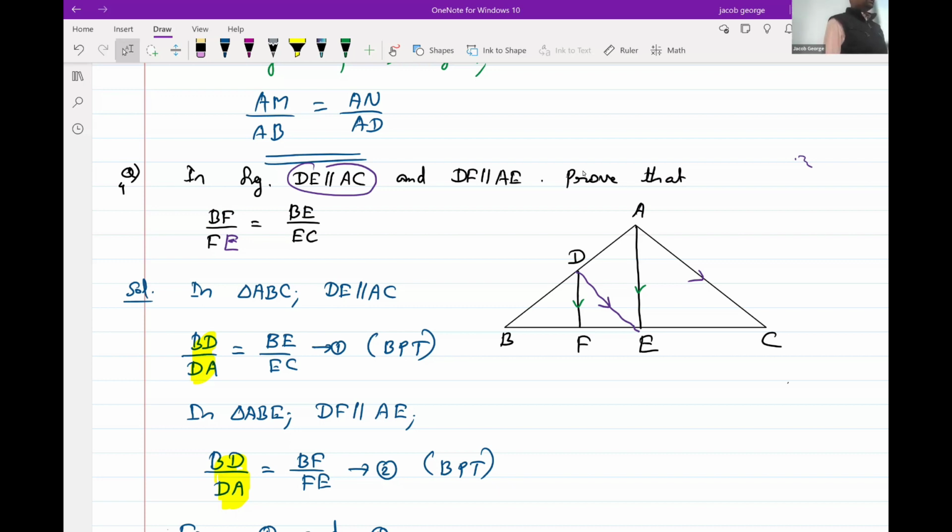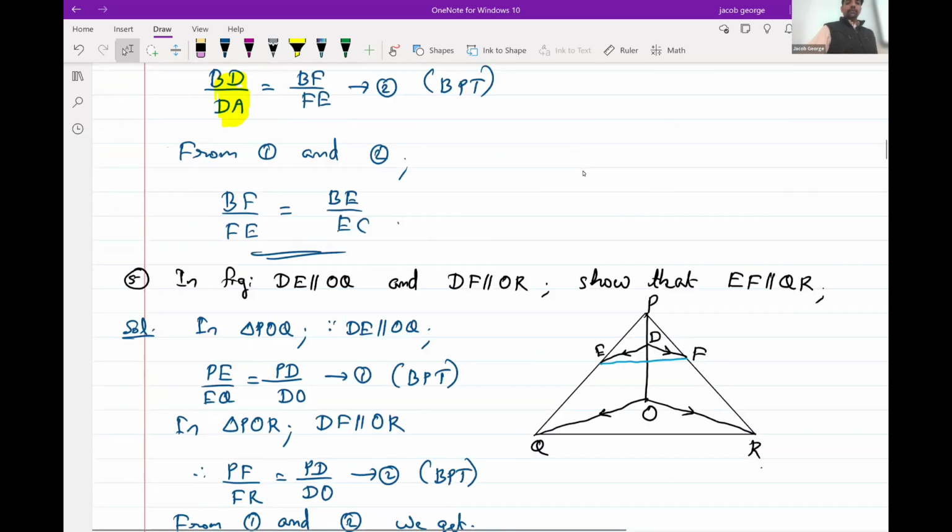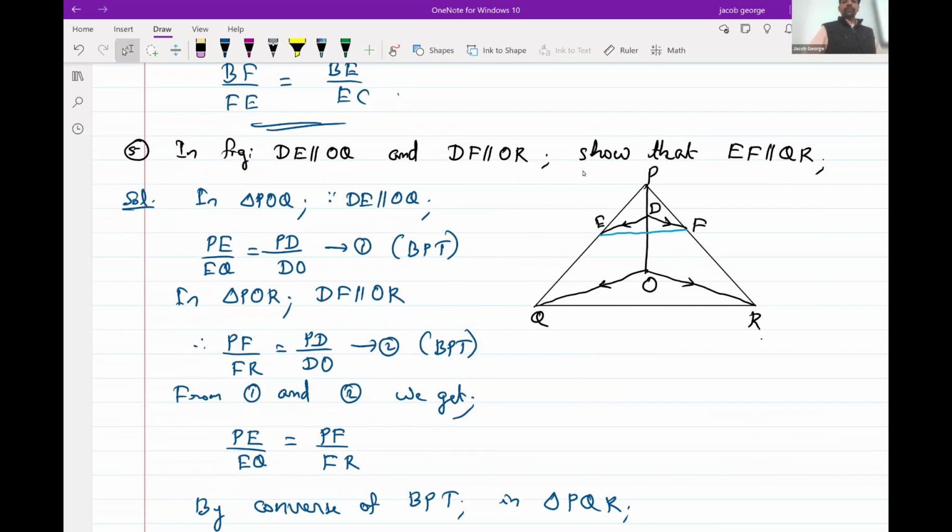Is it clear? So these are 2 marker questions. There exactly you have to find out that parallel side and separate out that triangle, and apply BPT. Is it clear? Even 5 and 6 are also similar questions. In 5th question, that also no need to write, but just have a look at this one, and if there is doubt, you can ask.